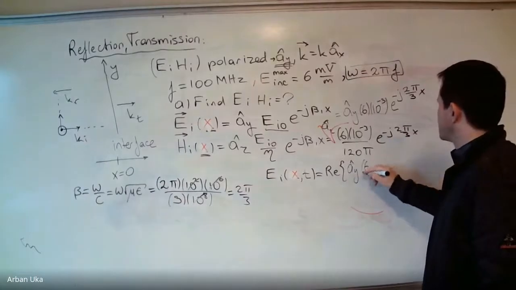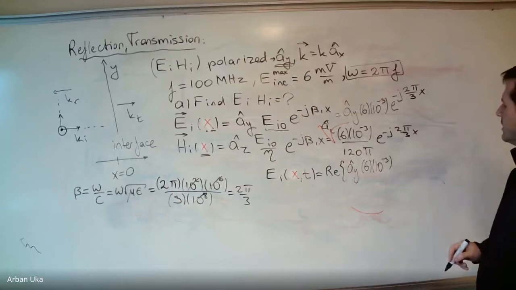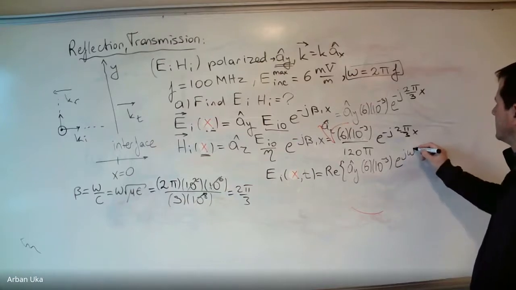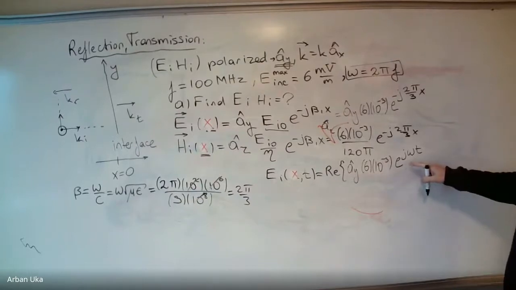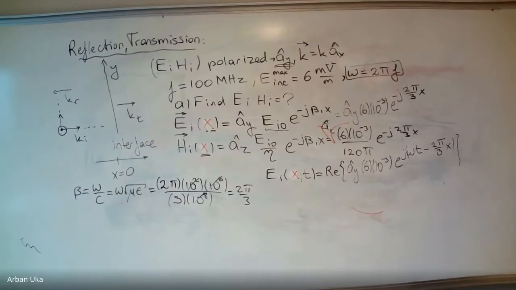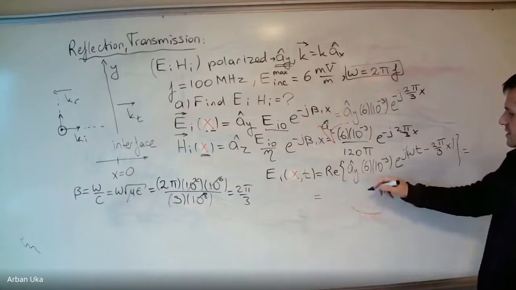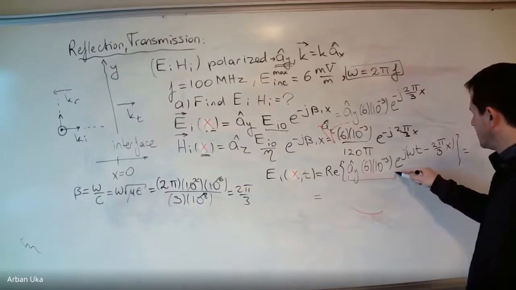AY times 6 times 10 to the power minus 3. What is the rest? e to the power j omega t, because we have to multiply with the time propagator, and then if you like, we can factor out e to the power j times minus 2 pi over 3 x. Okay, in this expression it is clear that these are constants, so we can take them out of the real part component.